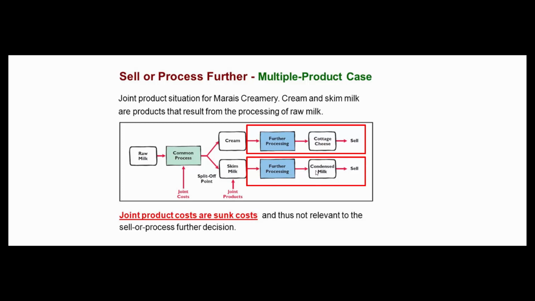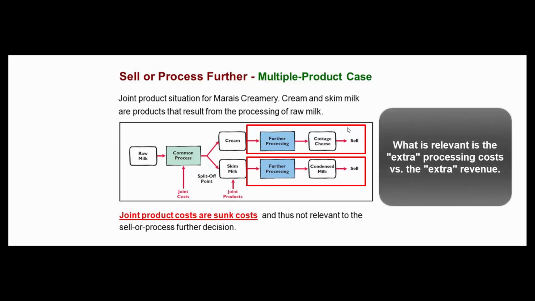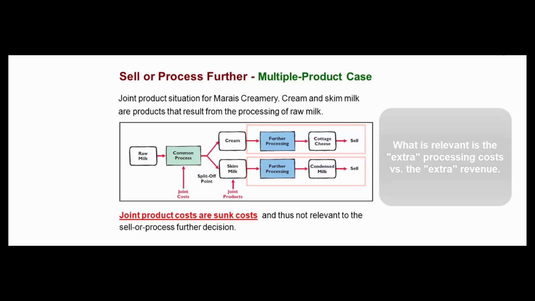That decision will be based on whether the price that we get, the incremental revenue that we get from selling the cottage cheese, is more than what it costs us to turn it into cottage cheese. Do we turn the skim milk into condensed milk? Only if the extra price we get for the condensed milk is more than the extra cost for turning it into condensed milk.